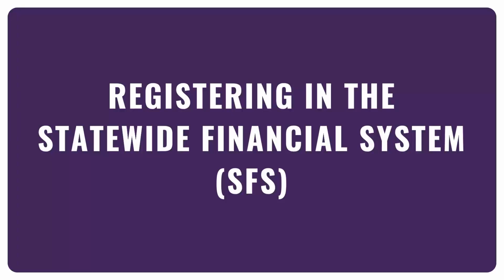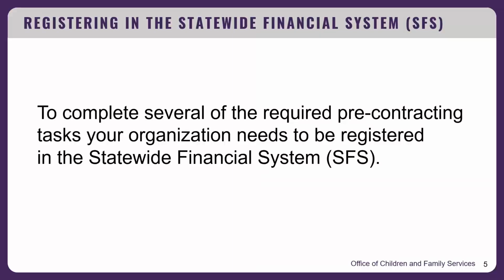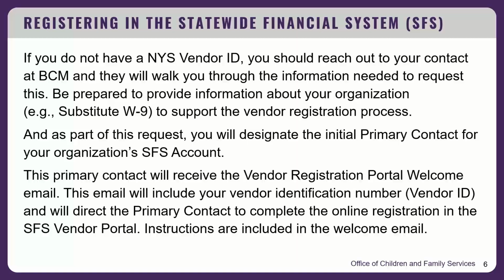The very first pre-contracting task is getting your organization registered in the statewide financial system. In order to complete several of the pre-contracting tasks we will cover today, your organization must be registered in SFS. If you do not have a New York State vendor ID, you should reach out to your contact at BCM and they will walk you through the information needed to request this. Be prepared to provide information about your organization, for example, a substitute W-9, to support the vendor registration process.